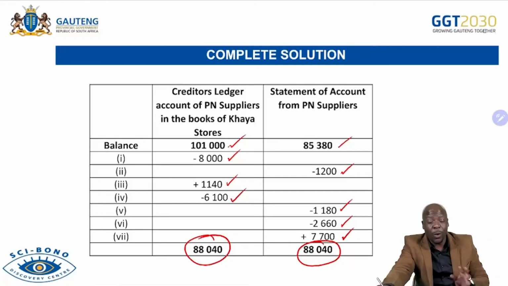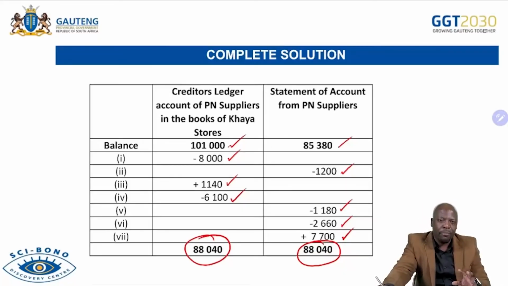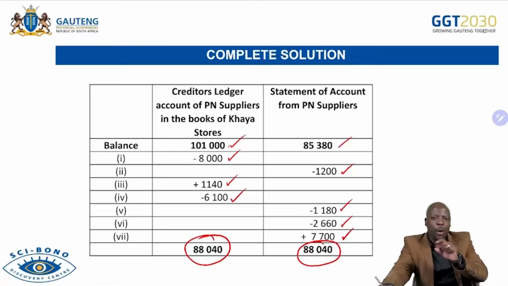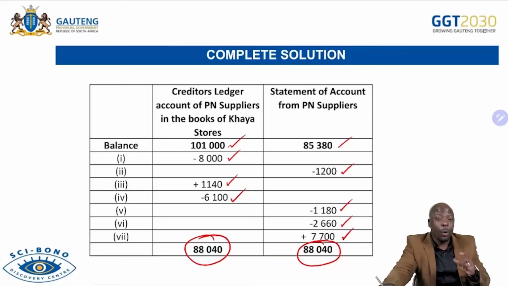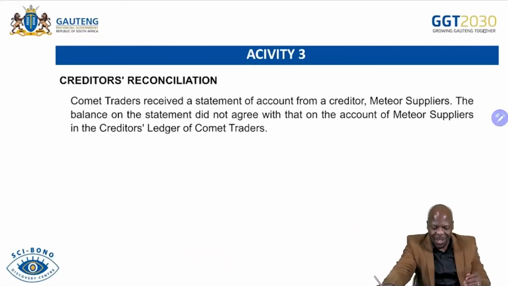Okay, I know now you have a good picture of what we're talking about. But now I want to do a third activity. In the third activity, we won't be having the statement in the ledger. We just get the transaction. We just get the statement, either the error or the omission. Then they tell us what we have to do. So let's go on now to activity number 3.